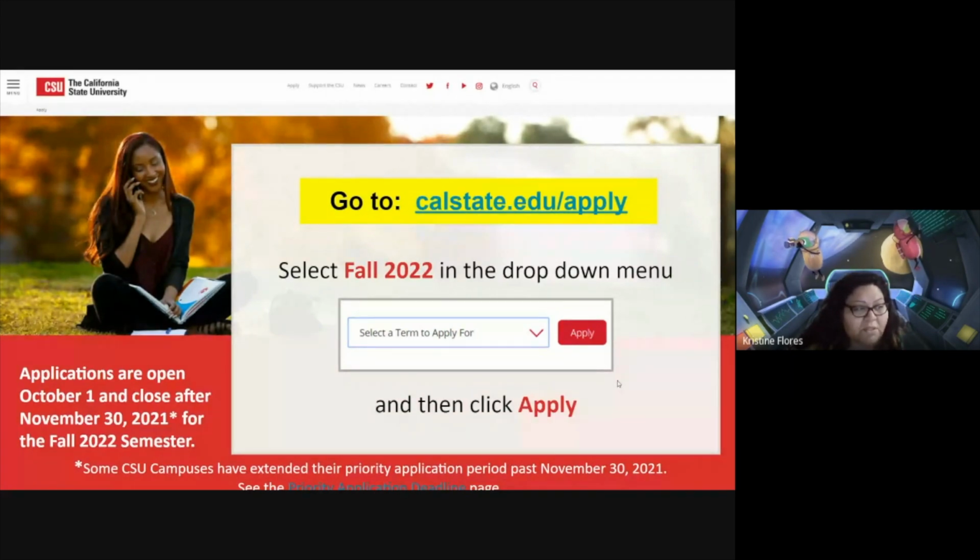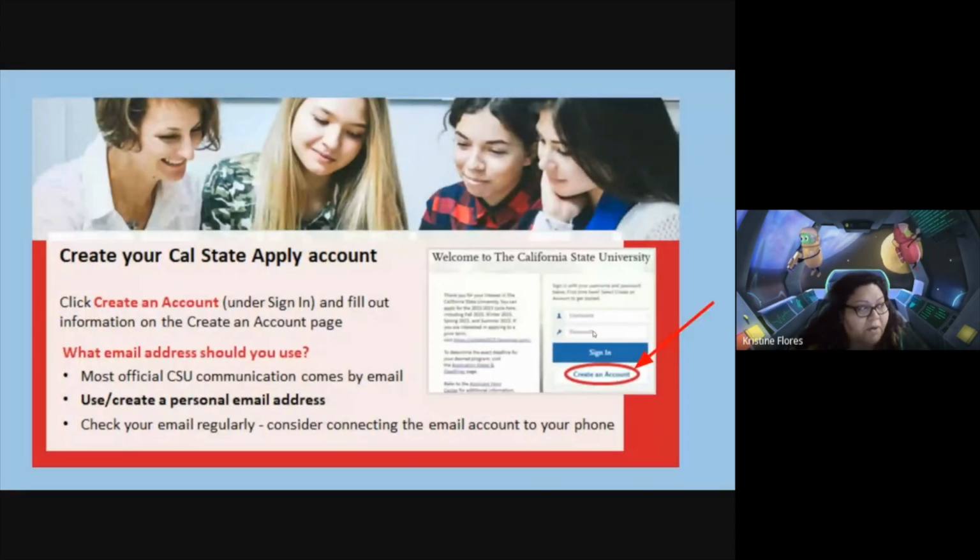Okay, so once you do that, you're going to go into creating your account. So then you go to create an account under sign in right here, and then you fill out the information, and then the email address you should use.